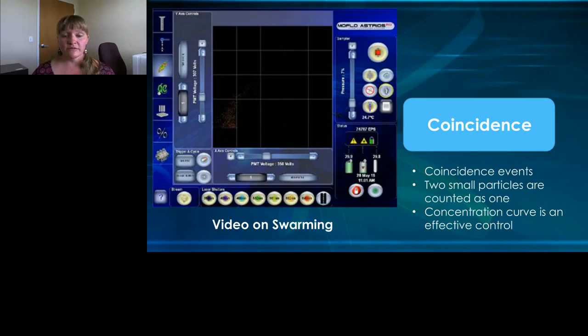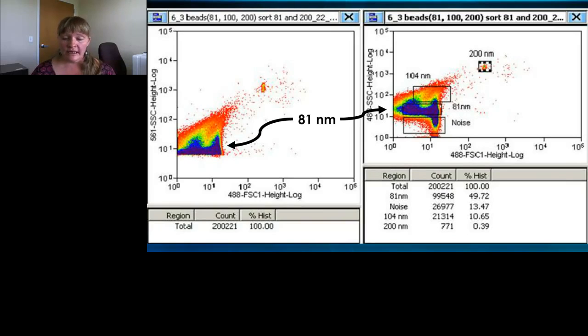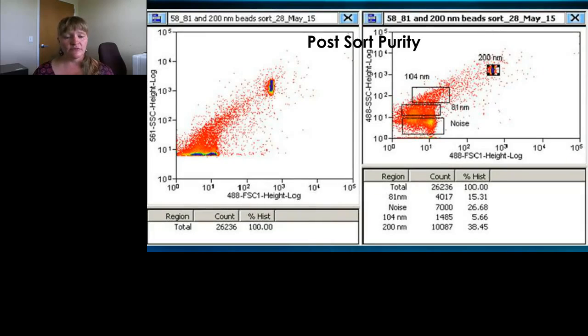So now that we've seen a video on swarming, it's very important that we control for that when we're working on our flow cytometer. It is also important to execute a test sort to determine if the instrument can sort small particles. As seen in this next histogram, there are 81 nanometer beads and 200 nanometer beads sorted on forward scatter and side scatter. The resultant sort output was then run for sort purity. The 200 nanometer beads, as you can see, are above noise. However, the noise is impacting our purity measurements.